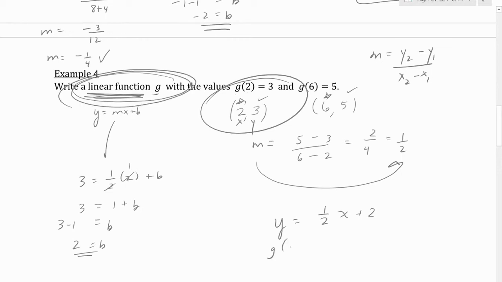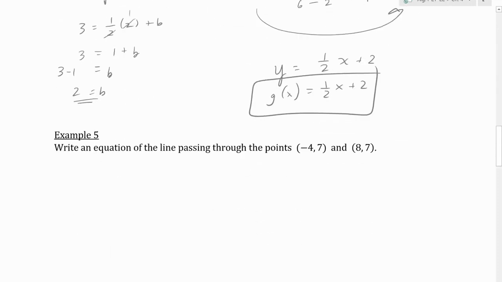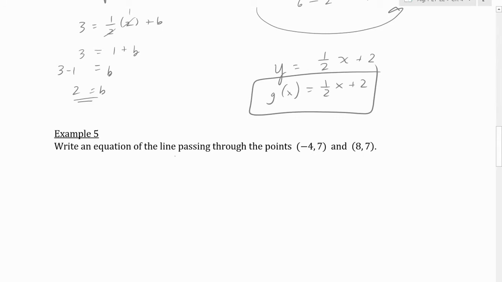So remember, f of x is g of x is whatever of x. Works just like a y. So it's just you write it that way instead. Okay. Write the equation of the line passing through these points. Okay. Again.